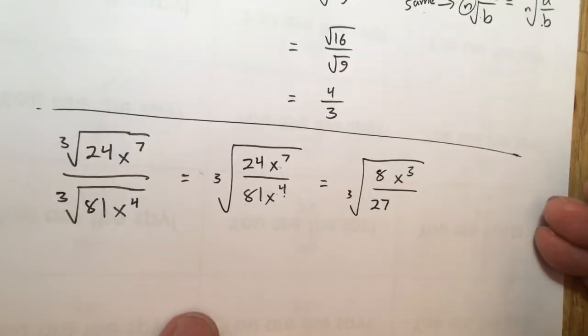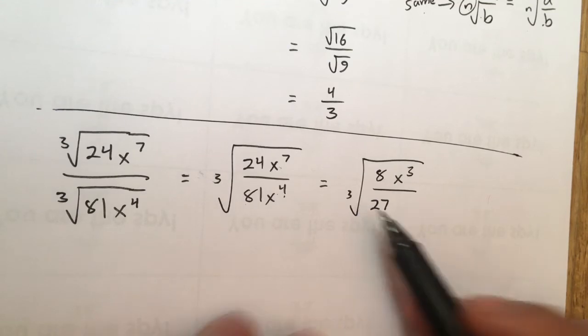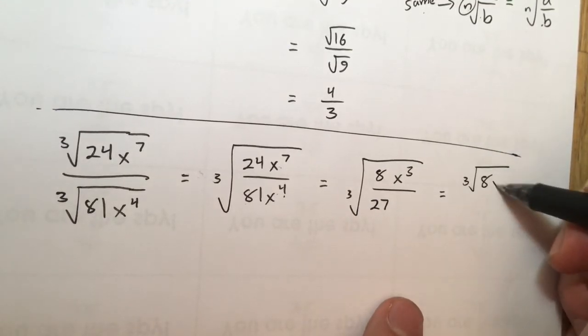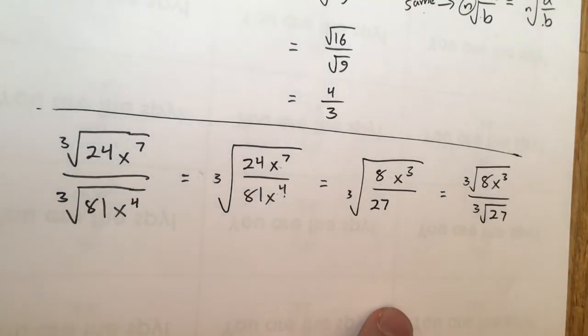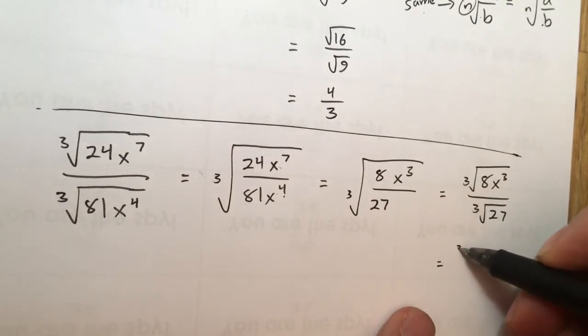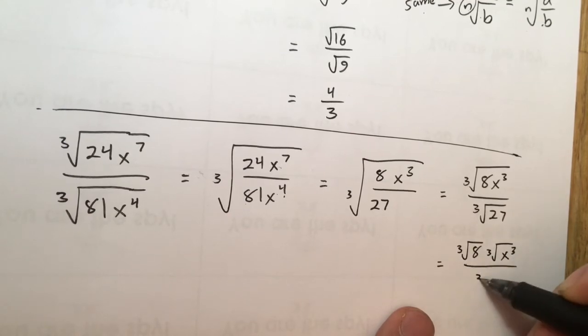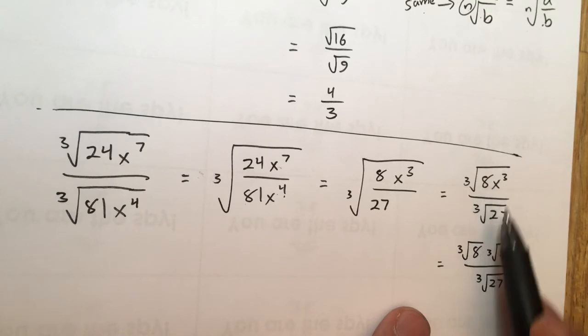Let's see what else we can do with this. I think now it's time to pull this back apart. So write this as the cubed root of 8x cubed divided by the cubed root of 27. And I can do a little bit more here. I can write this as the cubed root of 8 times the cubed root of x cubed divided by the cubed root of 27. So we're pulling this product apart.